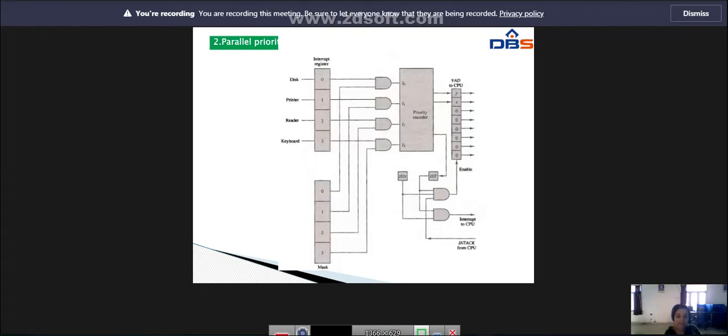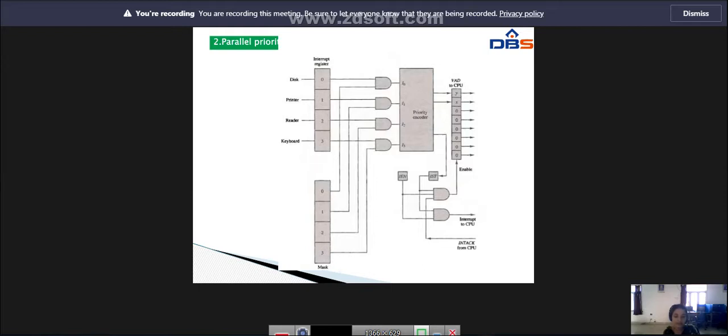Priority is established according to the position of the bits in the register. Below the interrupt register we have the mask register. The mask register's purpose is to control the status of each interrupt request.